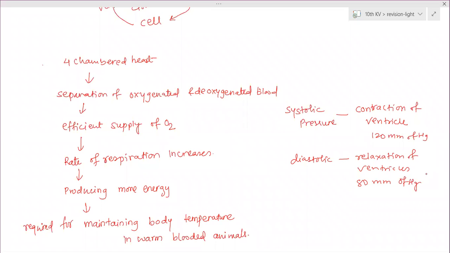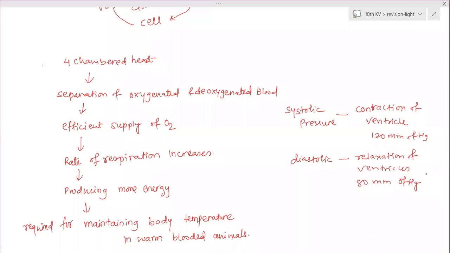If the question is asked, explain 4 functions of the heart, what will you explain? What are the 4 functions of the heart? No idea. You know only one, pumping of blood, but you have to write 4 functions. Don't get confused. You have to write only from where it receives and to where it sends. You have to explain those 4 points.